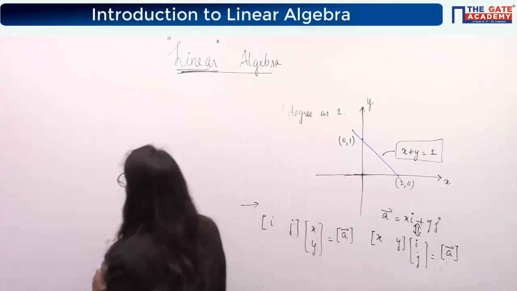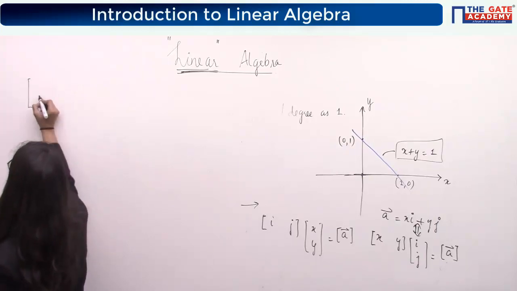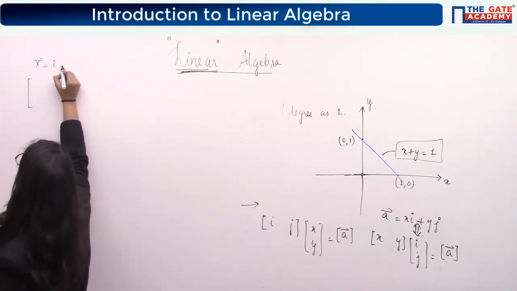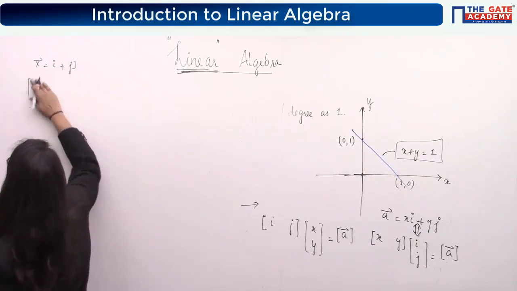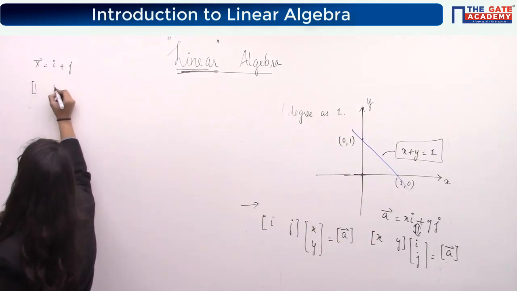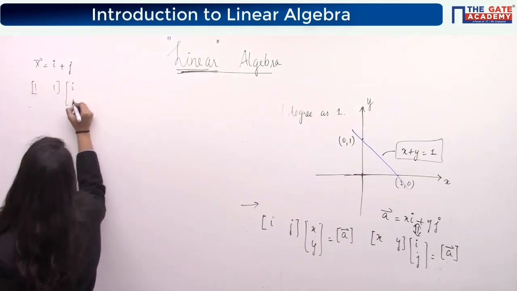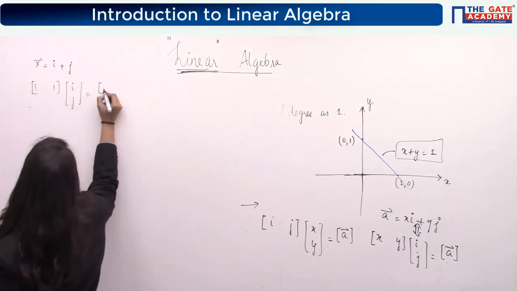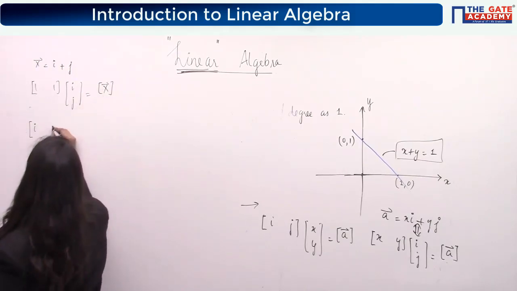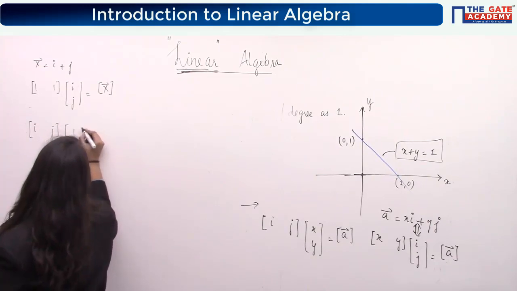Now from here, if I write, let's say, some x vector which is i plus j, I can write this as this or in this way.